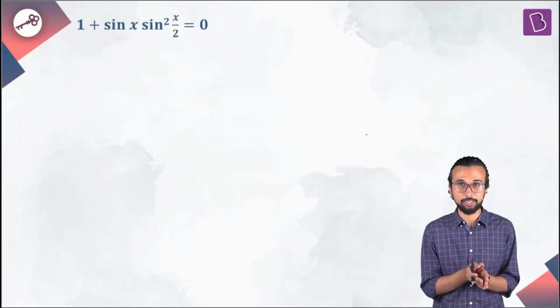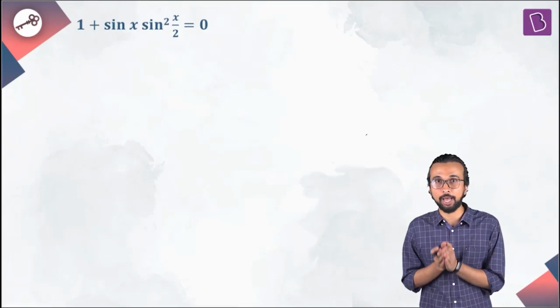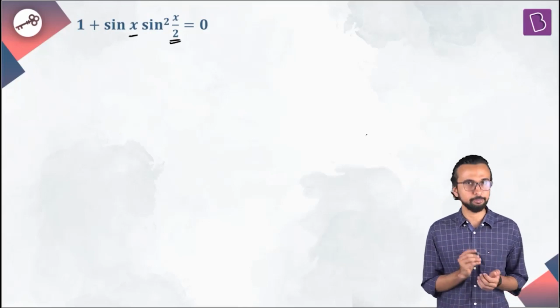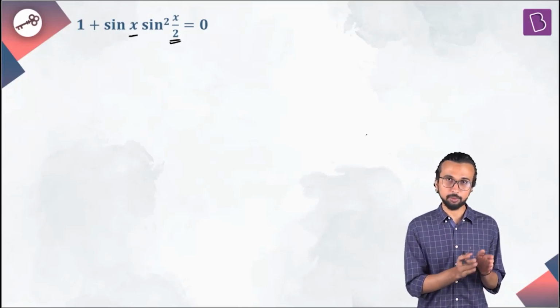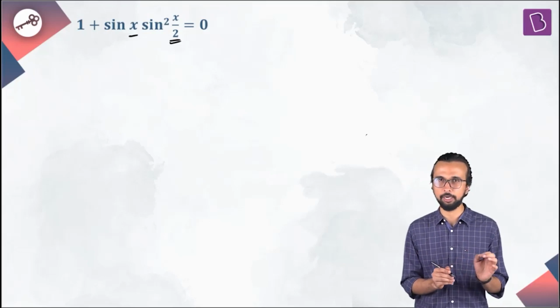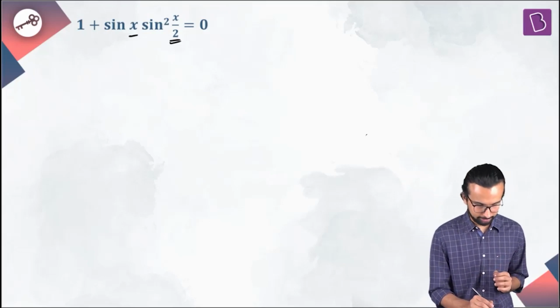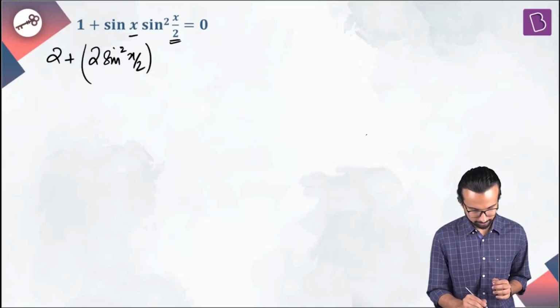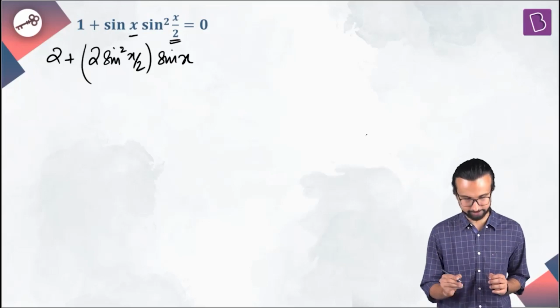For that, you notice that there's an x and an x by 2 angle on the LHS. Our LHS has an x and an x by 2, sin square x by 2 and the sin x. So first what I'll do is simply multiply the whole equation by 2. So then I get 2 plus 2 into sin square x by 2 first, and then there'll be a sin x.